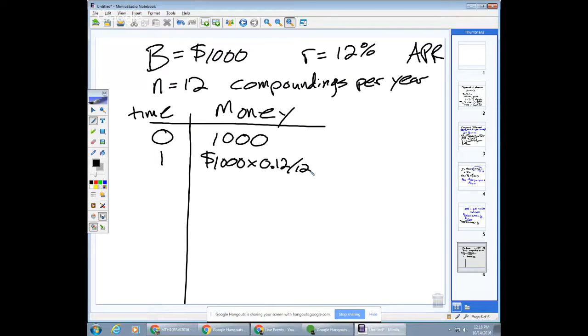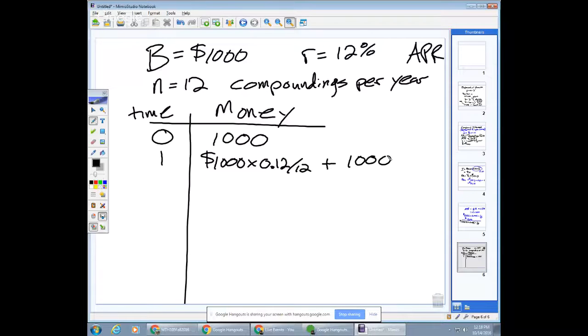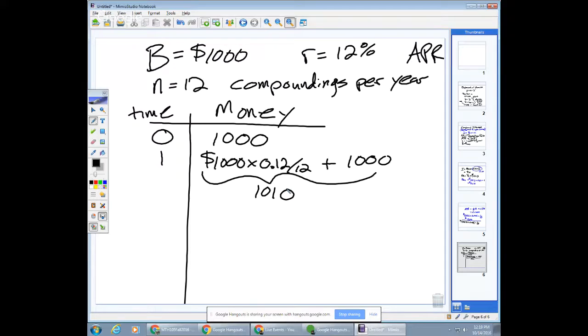But if this is a savings account, doesn't my $1,000 still live at the bank? Yeah, so I will have the interest plus what I started with. And we already did this calculation earlier. That was one of the first ones we did. We found that this came out to $1,010. Right, because isn't my interest up here the 10 bucks? So after 1 month, I would have $1,010 in my account. Questions on that?